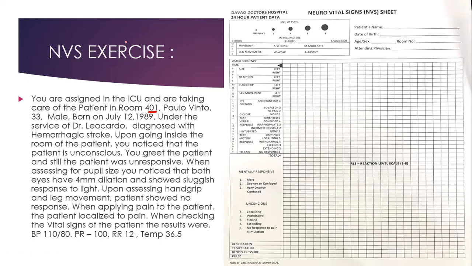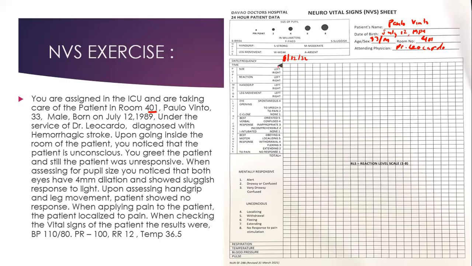Alright, so anong uunahin natin? Type kung ano yung uunahin natin. Type, anong uunahin? It's your headings. Headings yung una. So, patient's name, we have yours, Paulo Vinto. Date of birth, you have your July 12, 1989. 33 years old, male, room 401, under the service of Dr. Leo Cardo. Alright? So, sabihin na natin 8/12, 2022. So, i-fit nyo lang sa box, no?